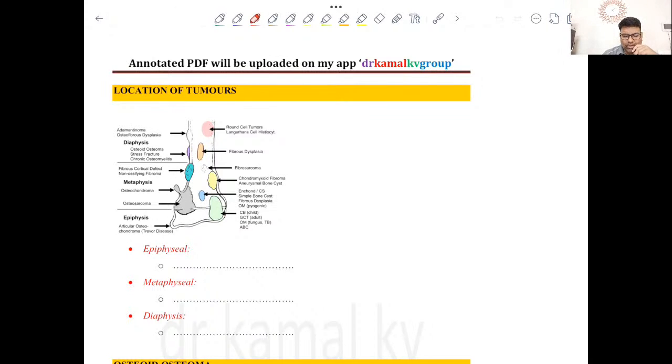Today I am planning to take bony tumors, and again this is a very important section, and there is no exam which does not include at least one question from this segment. So definitely you will be having at least one question from this segment, right? So this is an extremely important segment.